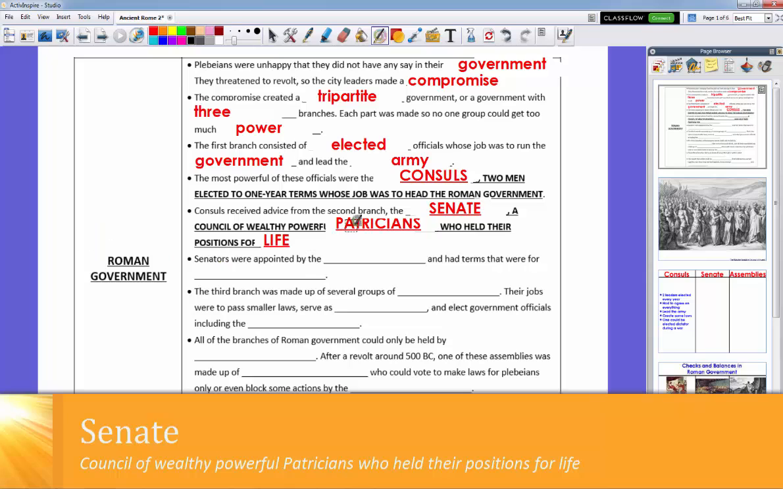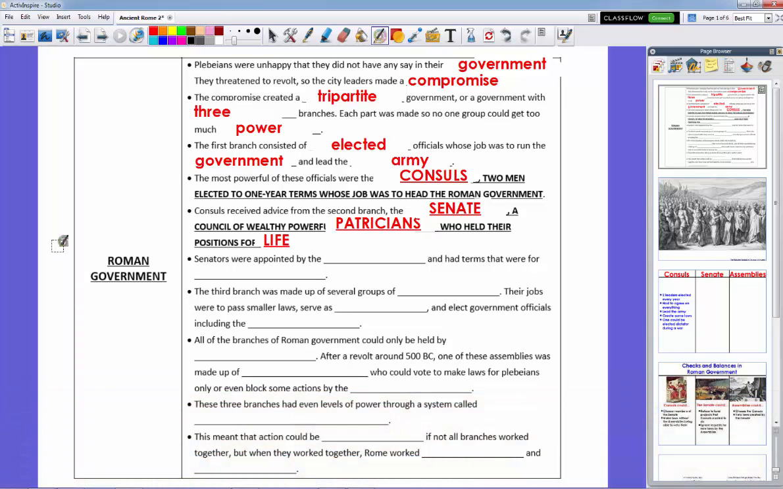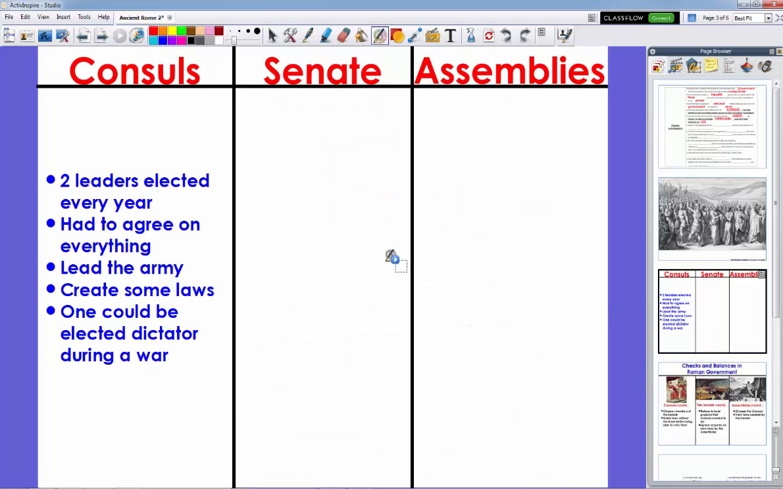Okay? In order to be a senator, you had to be a citizen. You had to have certain amounts of money. You had to earn certain amounts of land. You had to be from certain families and things like that. Okay, so let's look, for the graphic organizer's sake, at the idea of the Senate right here.